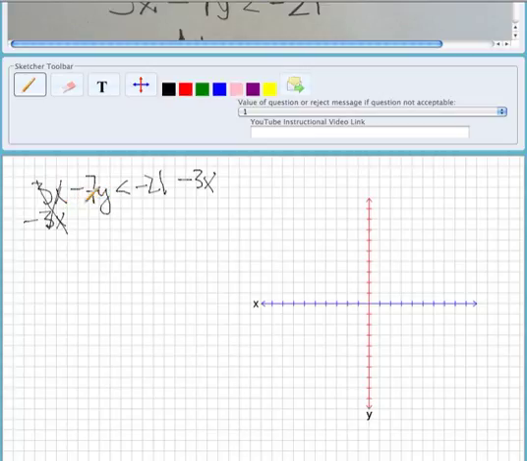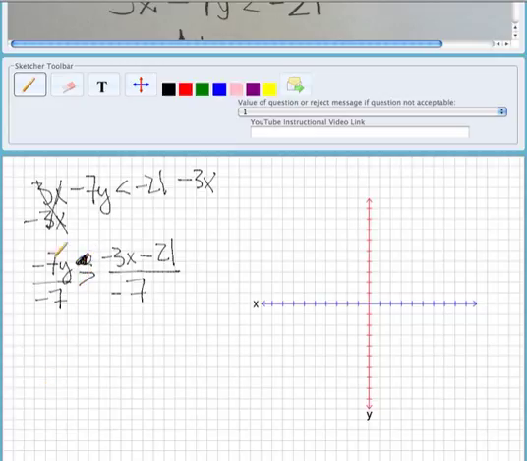And now what we have left is negative 7y is less than negative 3x minus 21. So I'm going to rewrite that as negative 7y is what we have left, negative 3x minus 21. So now we're going to divide by a negative number. And this is a big rule in inequalities. So if you divide by a negative number, we need to flip the sign.